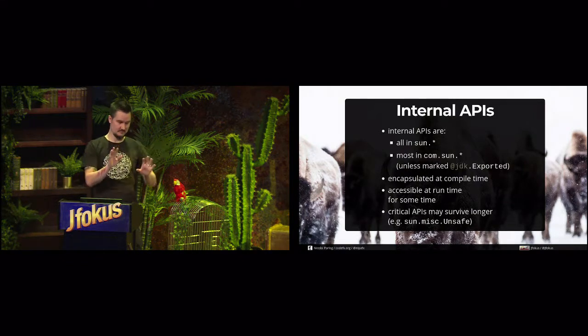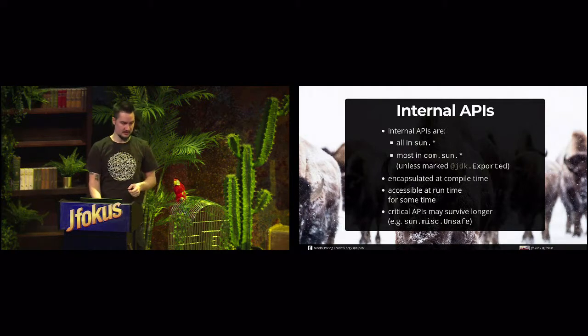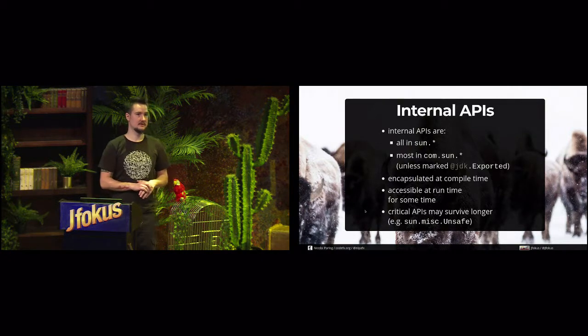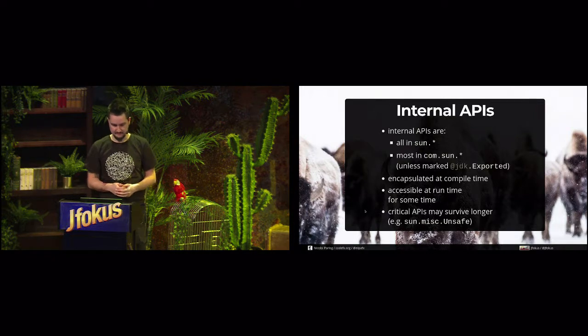Actually, we're not there yet. So we saw something is gone. And one of the reasons could be that internal APIs are encapsulated at compile time. Some specific APIs may survive longer. There were some APIs for which there are no good alternatives in the JDK, and these survive longer, and sun.misc.Unsafe is among them.